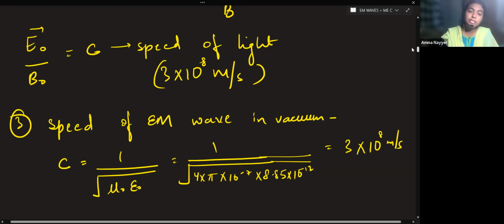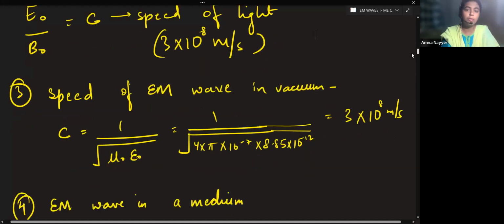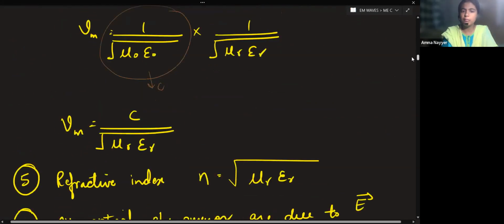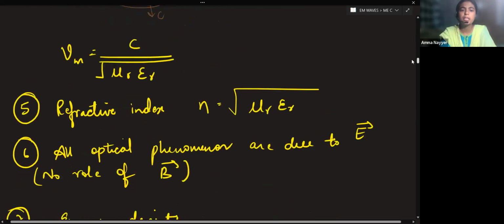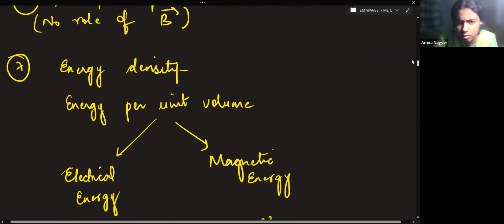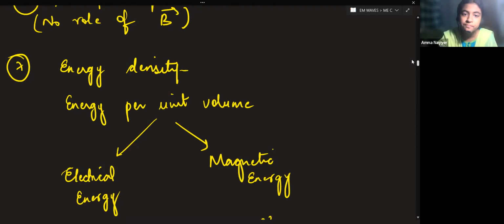Now, if the speed of an electromagnetic wave is calculated in some other, different medium, divide the speed of light by the square root of mu r multiplied by epsilon r. Both of these, epsilon r and mu r, are the relative permeability and permittivity. For any medium, you can use this formula. Refractive index and optics we'll cover when we start optics from the next class. Let us just finish electromagnetic waves first today.